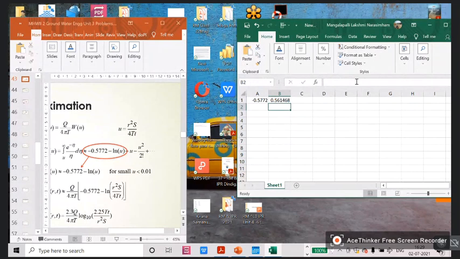Point 56. Exactly, correct. 0.56 is correct. Yes, sir. 0.56.